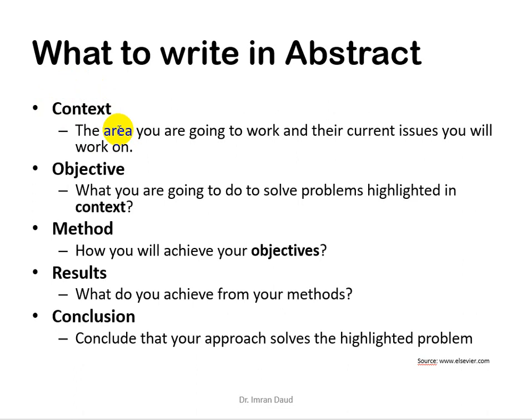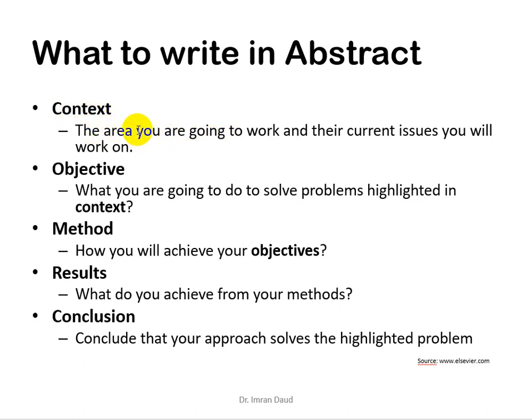So what you are actually going to do, what kind of area you will be working on, and what are the issues in those areas you will be focusing on. When you have written the context, that can be one sentence, or more than one sentence, for example two sentences, because you will have to summarize it. As I have already mentioned, you need to cover it in 250 or 300 words. So you cannot write more details, just one or two sentences that will cover the context of your paper.